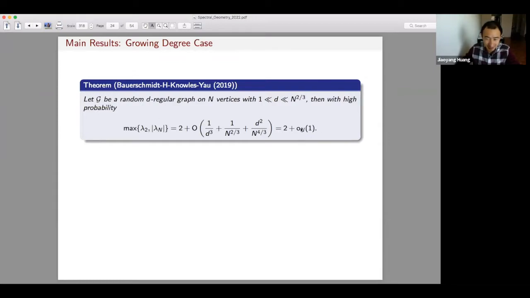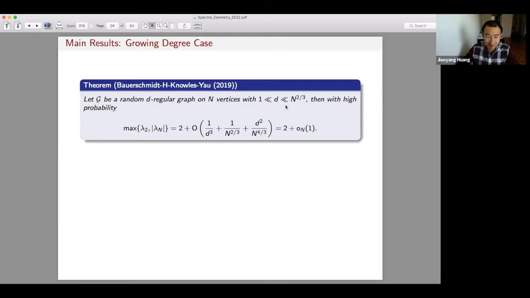Actually, we have a more explicit bound for this little o(1) term. It's given by the expression 1 over d to the 3, plus 1 over n to the 2/3, plus d squared over n to the 4/3. For the first term to be little o(1), we need d to grow with the size of the graph. And for the last term to be little o(1), we need d to be much smaller than n to the 2/3. That's why we get this constraint: d is much bigger than 1 and much smaller than n to the 2/3.